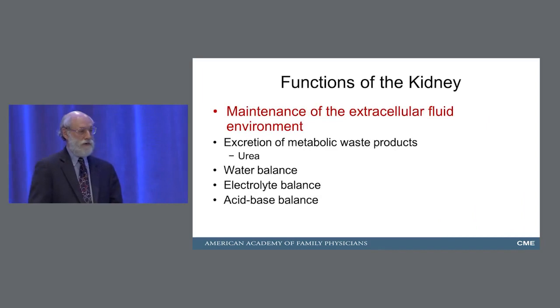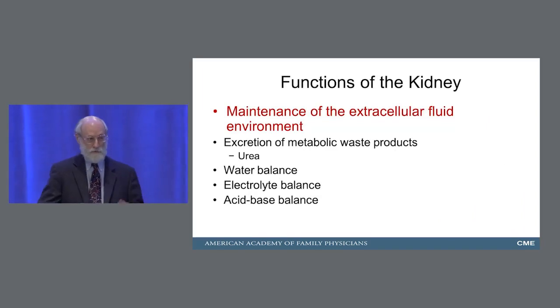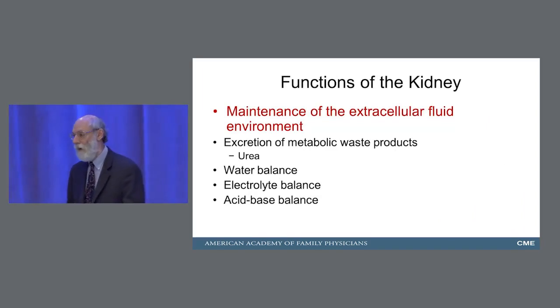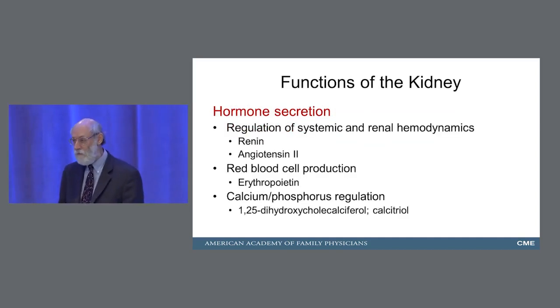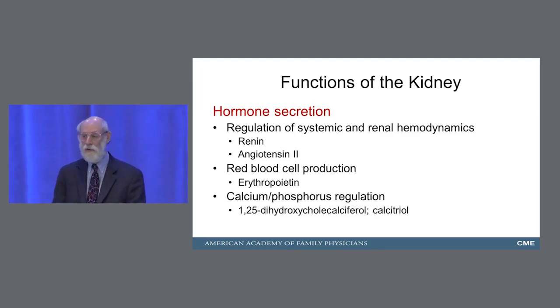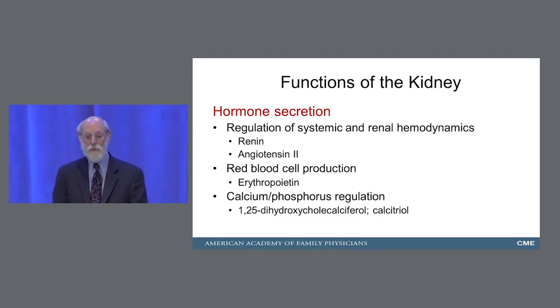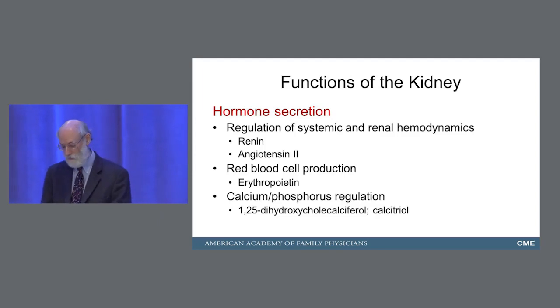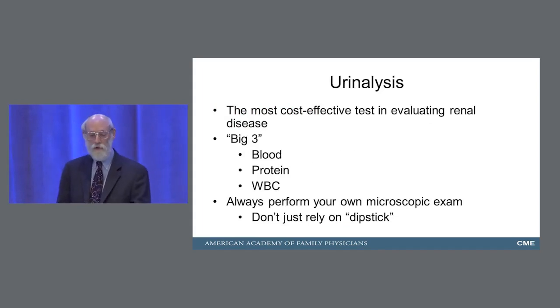What about the kidney? What does it do? It helps us to maintain extracellular fluid environment. It helps us to excrete metabolic waste, as we know, balance water, electrolytes, and acids and bases. The kidney also secretes hormones that regulate systemic renal hemodynamics. Dr. Fernhaber gave us a little bit of information on that before. The renin-angiotensin system, erythropoietin, which allows our marrow to make red cells, and of course, our calcium and phosphorus regulation as well.